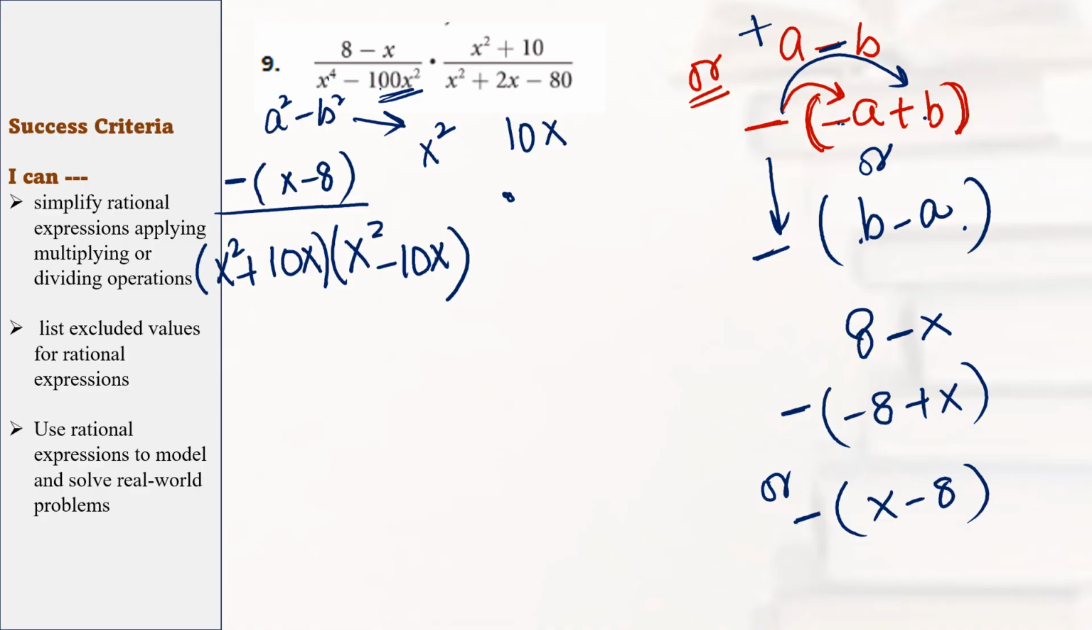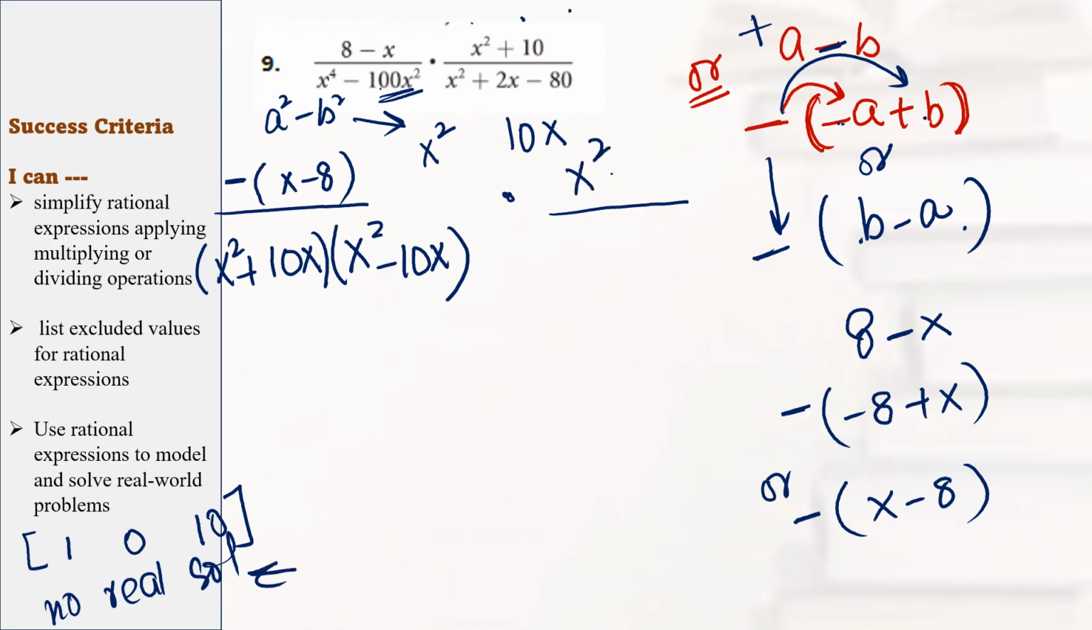Now here x square plus 10 is not a formula. Even if you write in the calculator 1, 0 and positive 10, you will get no real solution or no real roots. So if the answer comes as no real roots, you write the expression as it is.